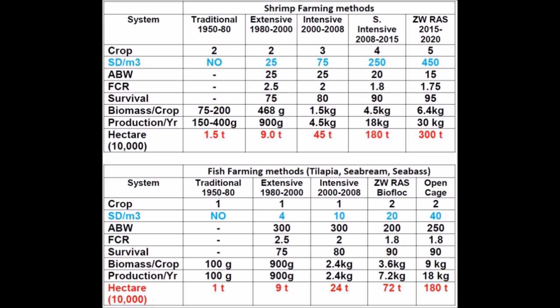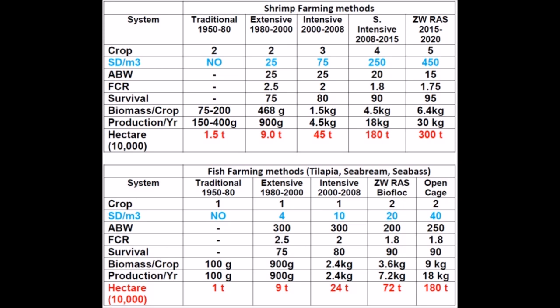Based on the profit that we got from this culture practice, we realized the importance of aquaculture and developed an extensive farming method with a definite scientific approach. We stocked more juveniles in ponds, say 25 pieces per meter cube, and fed with proper feed.